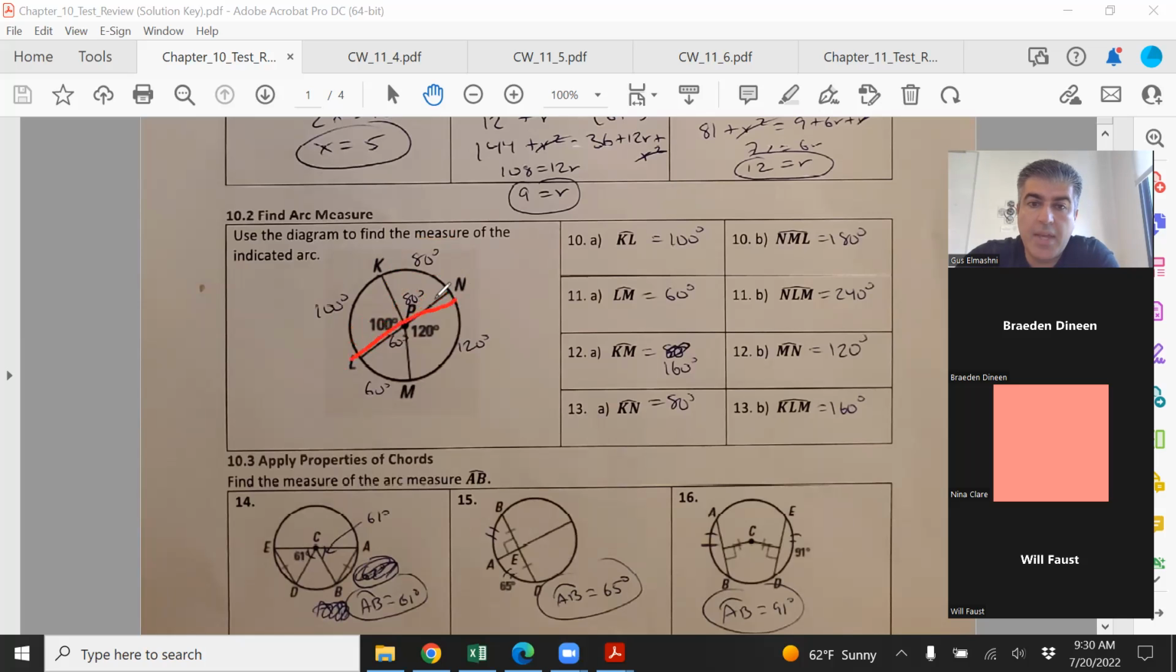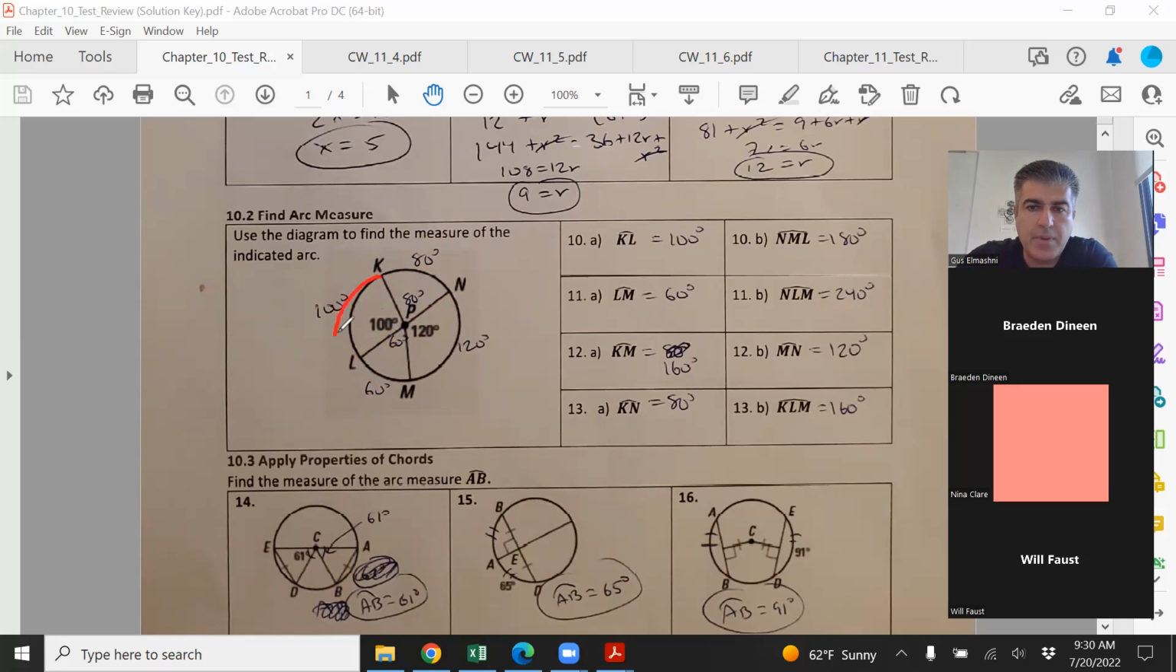Remember, these have to add up to 180, right? Because it forms a line. So if you have 100, that's 80. And then that's 120, so that has to be 60. Because again, here's your diameter, that has to add to 180. So now we're golden, right? Because now we got that's 80, that's 60. Now I can just figure out the rest of this, right?